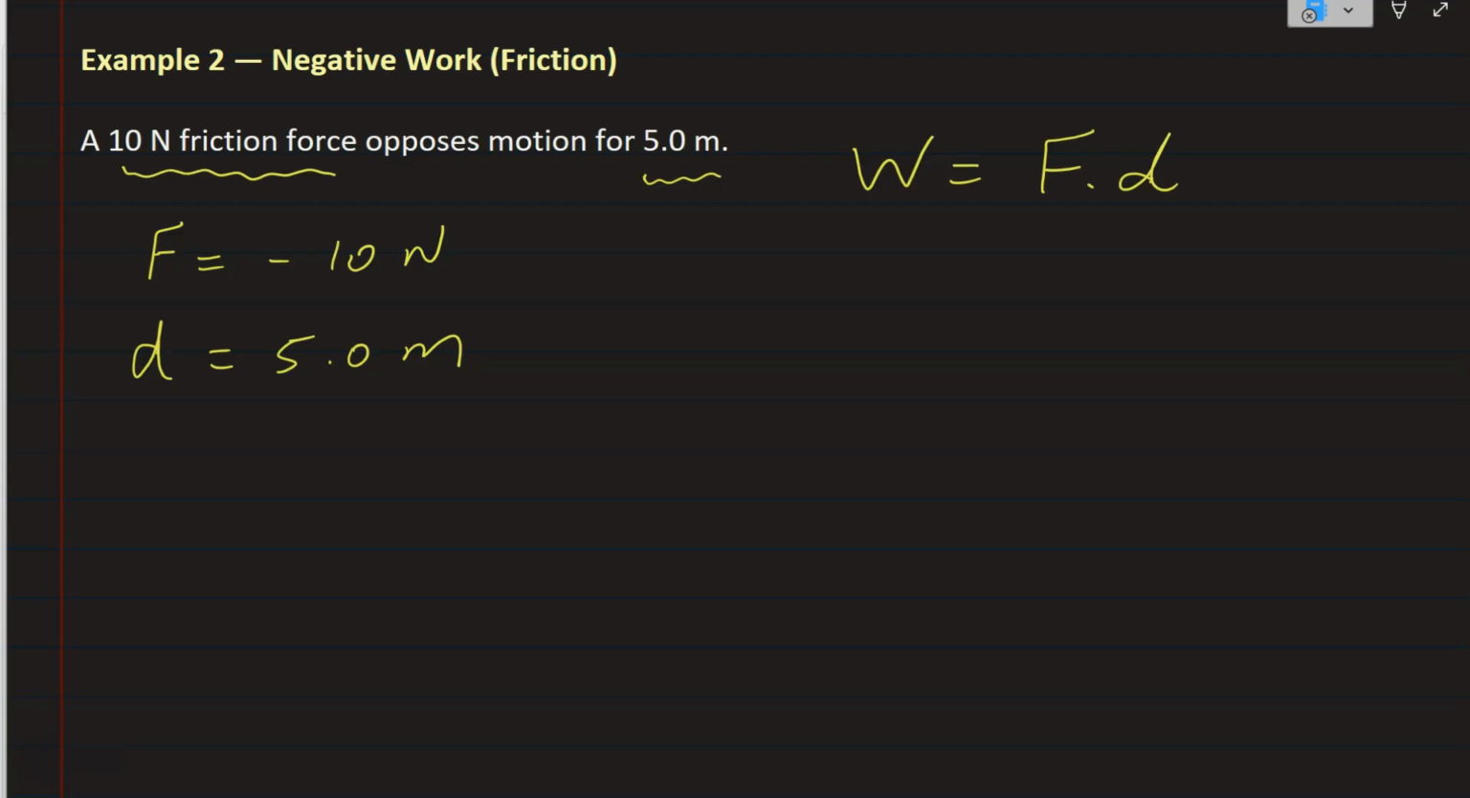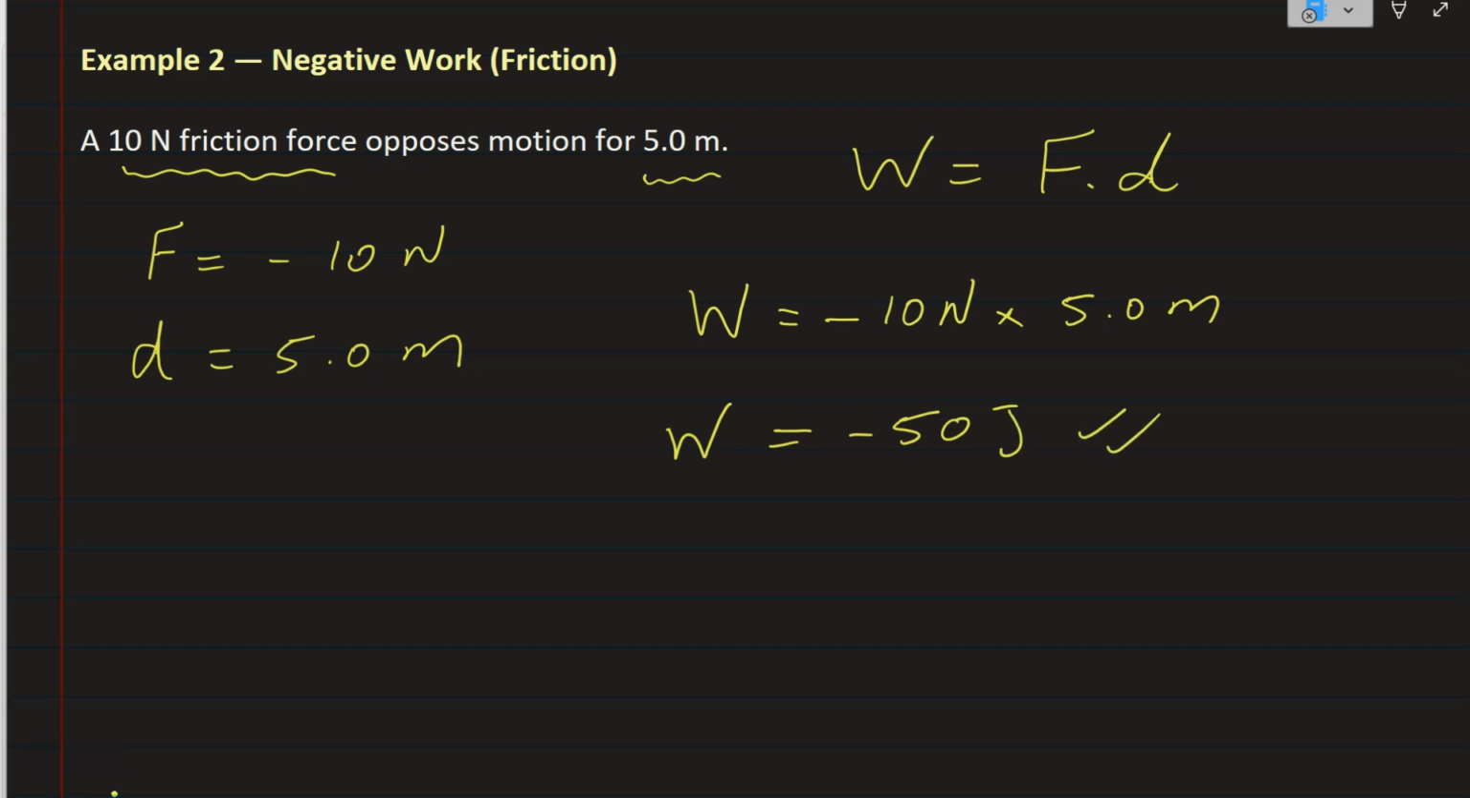So now we're gonna go ahead and find how much work is being done. So we do have to include negative 10 Newton. You multiply that by 5.0 meters, and what you will get is the amount of work is negative 50 joules. This is important. You must say negative 50 joules. That is a negative work being done. Okay, negative work being done. All right, let's look at another example.